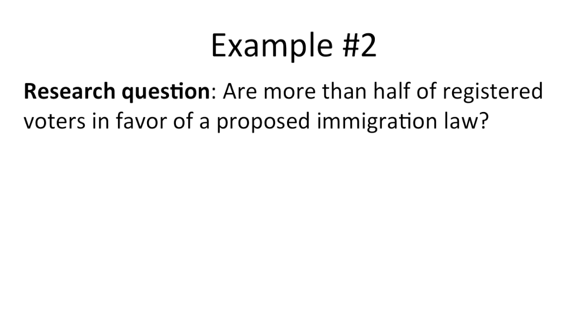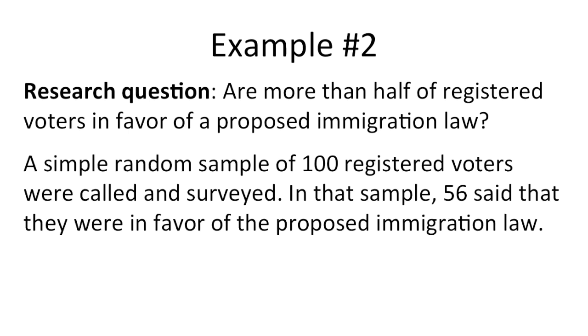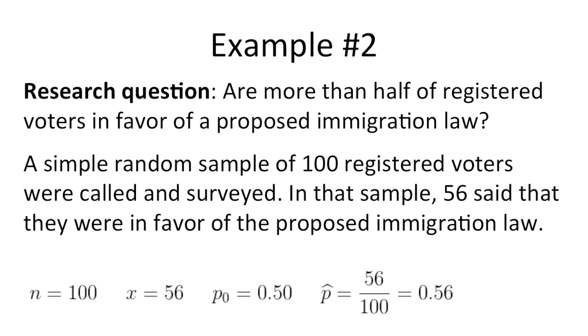Here's our research question. Are more than half of registered voters in favor of a proposed immigration law? A simple random sample of 100 registered voters were called and surveyed. In that sample, 56 said that they were in favor of the proposed immigration law. From this scenario, we know that n equals 100, x equals 56, p sub o equals 0.50, and p hat equals 0.56.